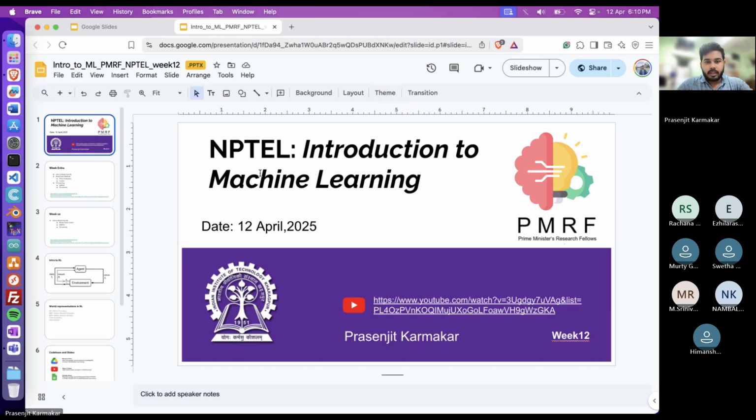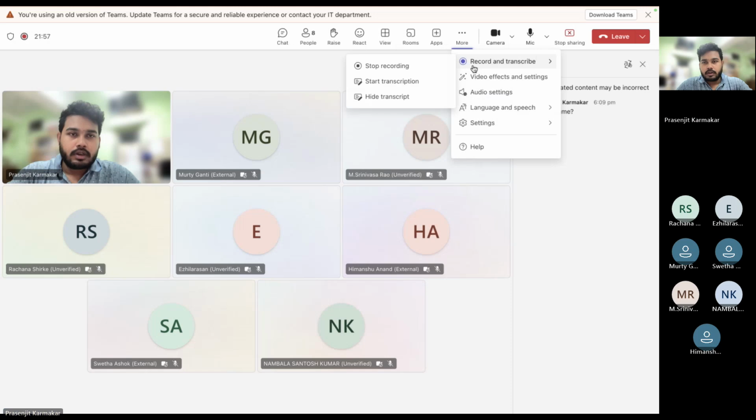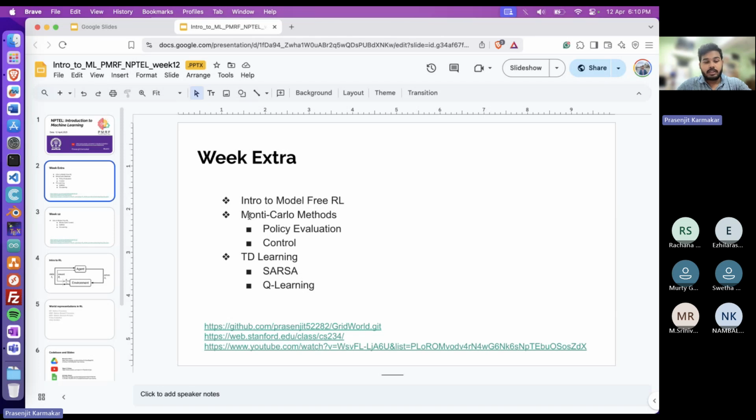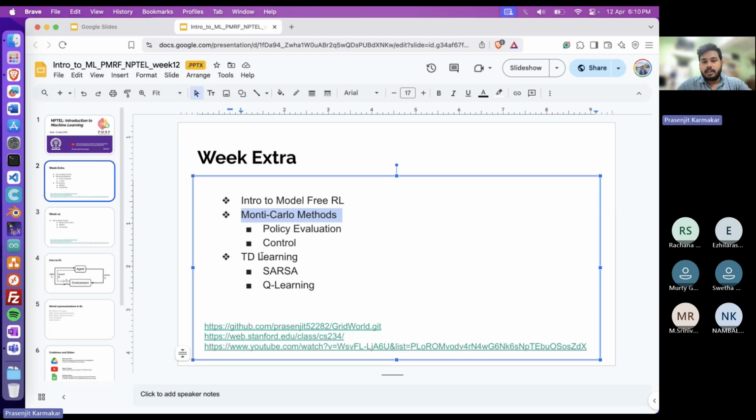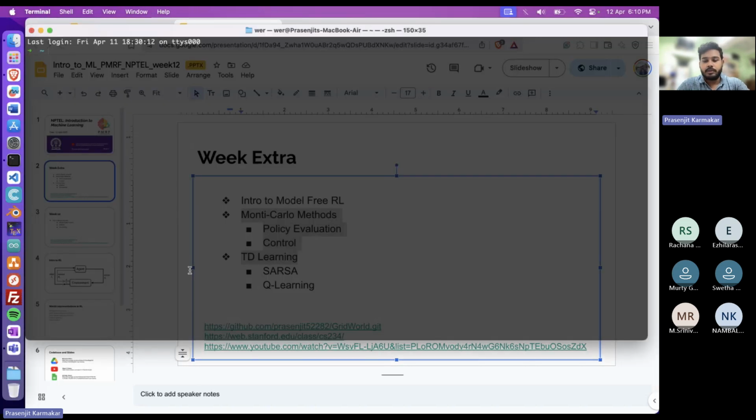Now, we have started recording, right? Yes, we have started recording. Now, in the previous class, yesterday's class, we actually covered Monte Carlo methods, and we covered TD learning, and they are mostly with respect to policy evaluation. So that means, given a policy, you can compute, and I can just show you the code base also. Let me open up.